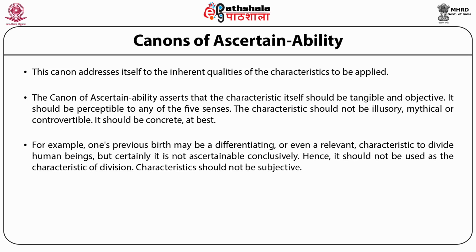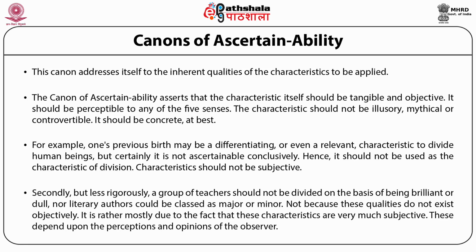Characteristics should not be subjective. Let us take another example. The date of birth can be a characteristic to divide living beings, but the date of death cannot be so used to divide a group of living beings, because the date of death cannot be known for a living man. So, for a living person, the date of death is not ascertainable, and hence it cannot be used.